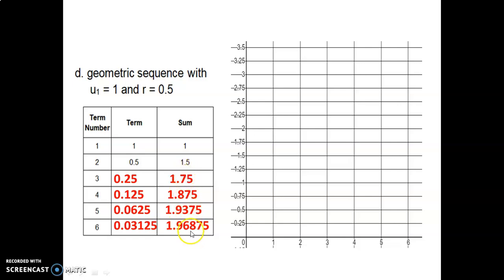So eventually the sum kind of reaches a plateau. Let's take a look at that when we plot it. So here's the sum after 1, here's the sum after 2 terms, and on and on. And like I said, the sum is reaching kind of a plateau.